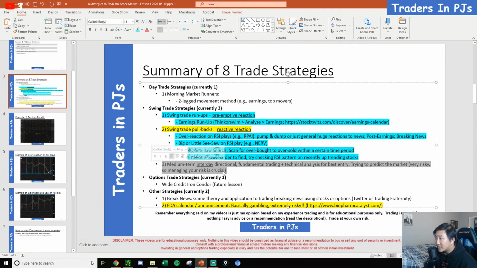We're not going to show an example of predicting the future because you can't really show an example. You just have to think of a fundamental event in the future, have an opinion on it, and then trade based on your opinion of that future fundamental news.